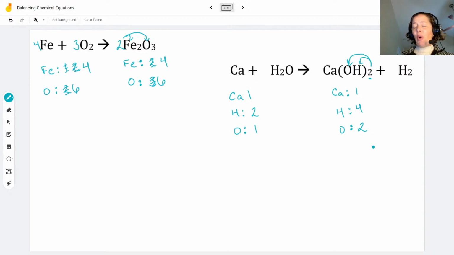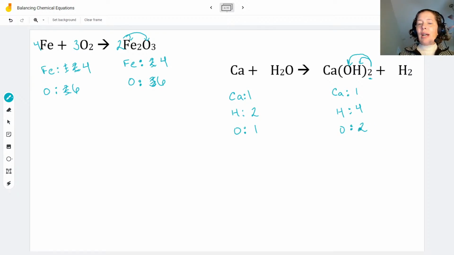Okay, so let's see. My calciums are already balanced. Sorry, I forgot my colon there. My calciums are balanced, my hydrogens are not balanced, and my oxygens are not balanced. So, you know, I can balance either one. It doesn't really make a difference. I guess I'm going to go with oxygen first. Why not?